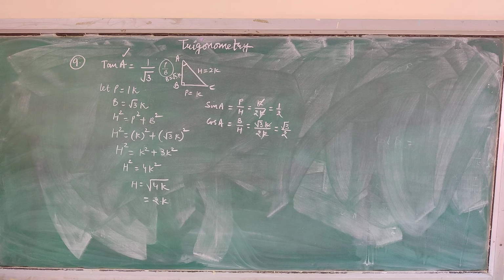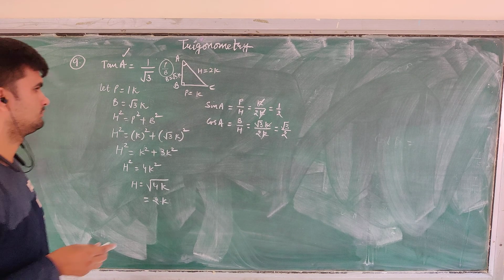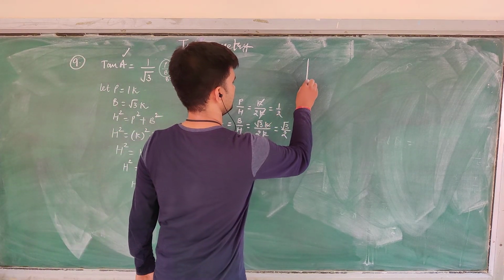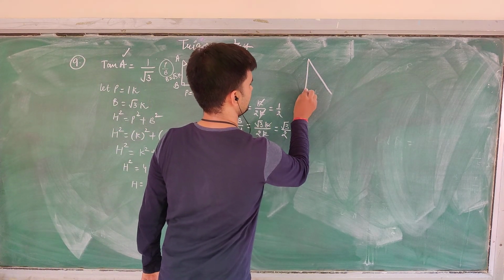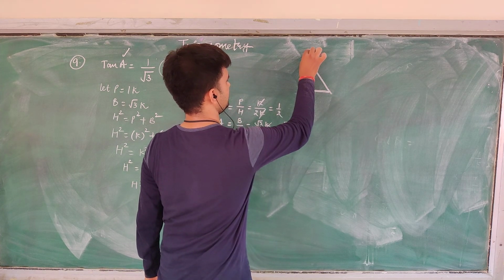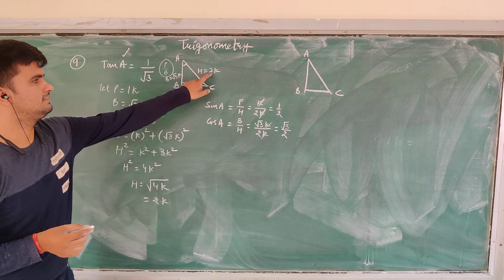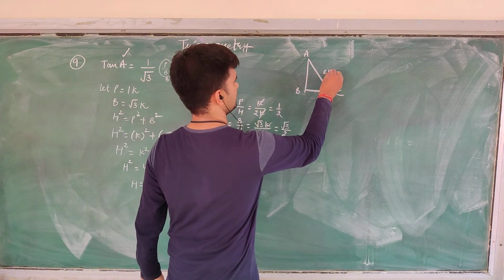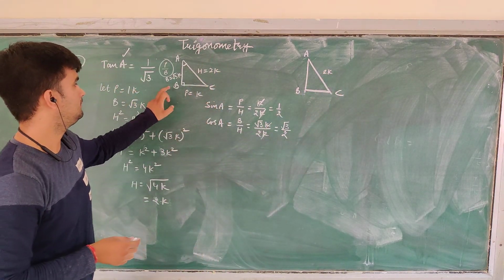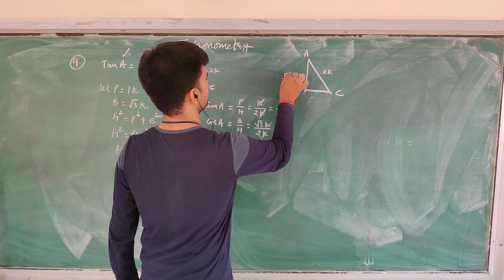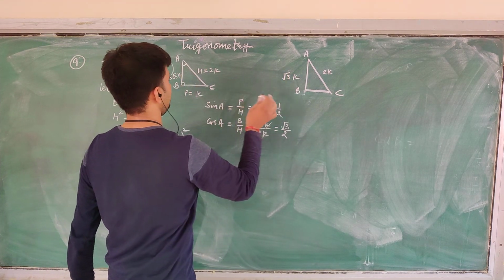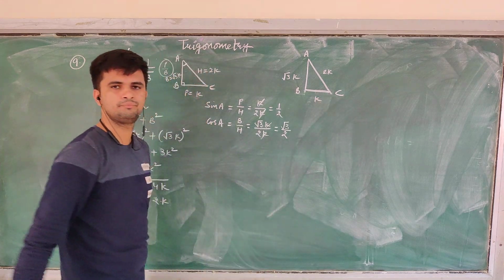Then we need here value of sin C and cos C also. See here, I am drawing another figure A, B, C. See this AC is equal to 2k, right? AB is equal to root 3k. Then BC is equal to k.